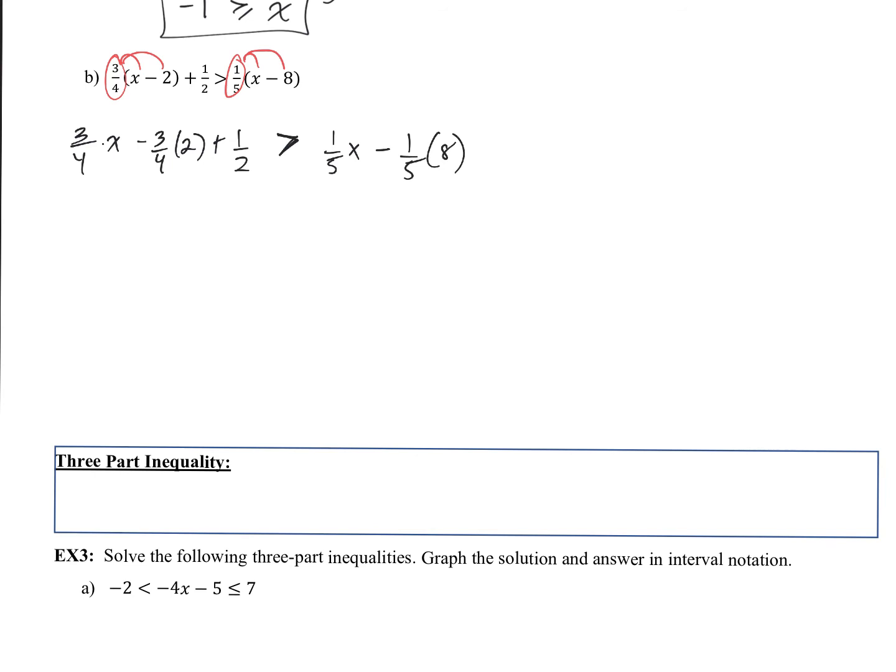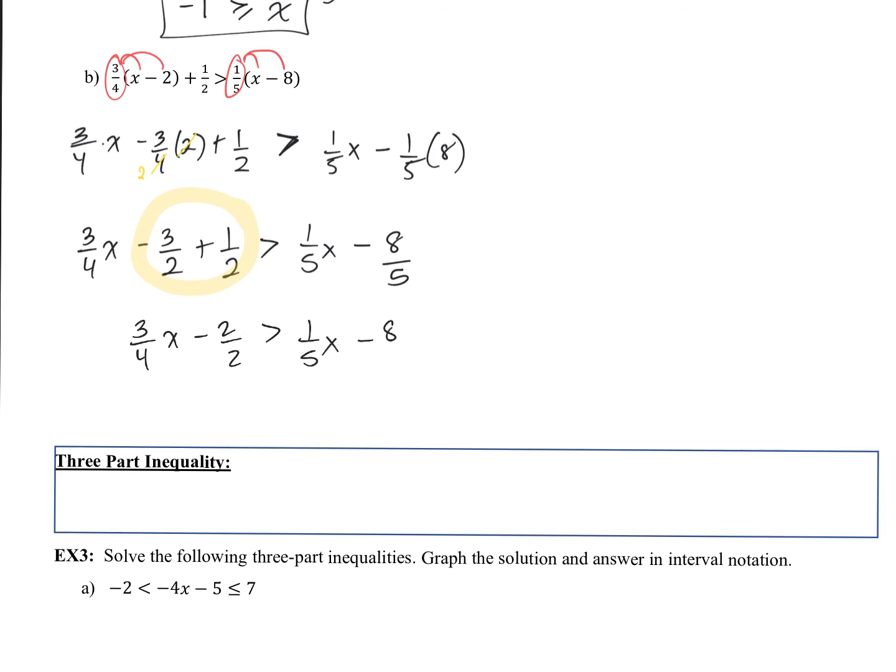Okay, so simplifying. We can simplify the 2 and that 3, so there's only 2 left over down there. So we have 3 over 4x minus 3 over 2 plus a half greater than 1 over 5x minus, and we can't simplify that fraction, so it's 8 over 5. Simplifying both sides, we can go ahead and add these two together. We'll get 3 over 4x minus 2 over 2 greater than 1 over 5x minus 8 over 5.